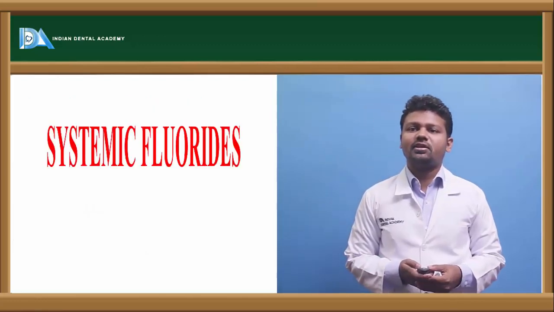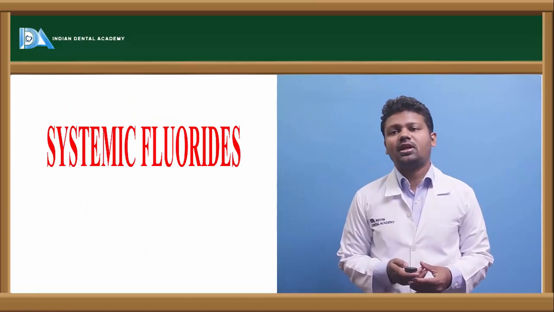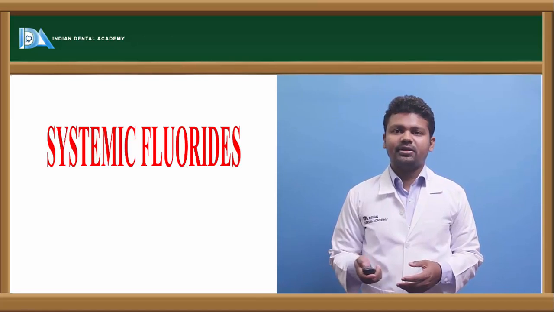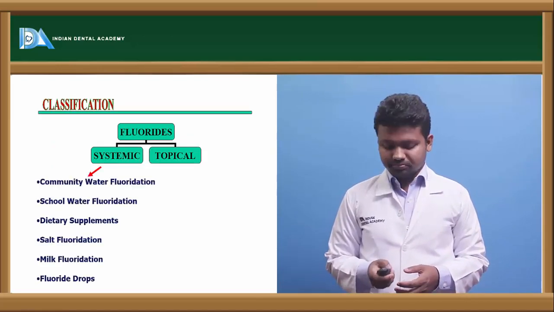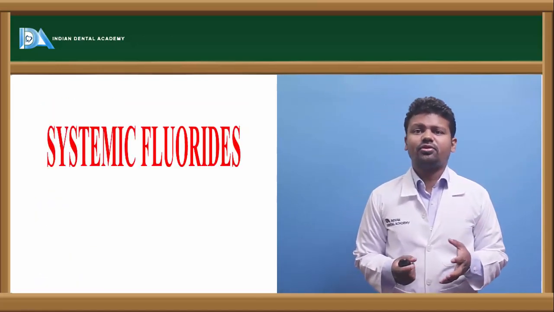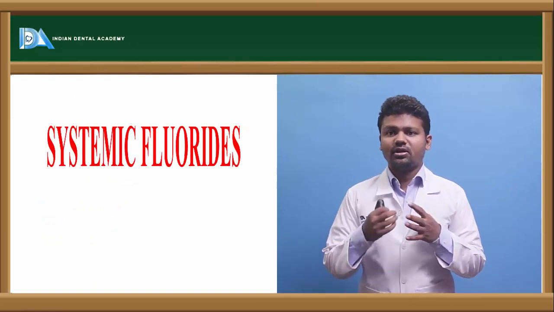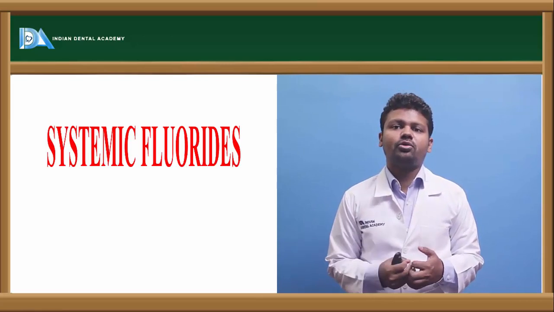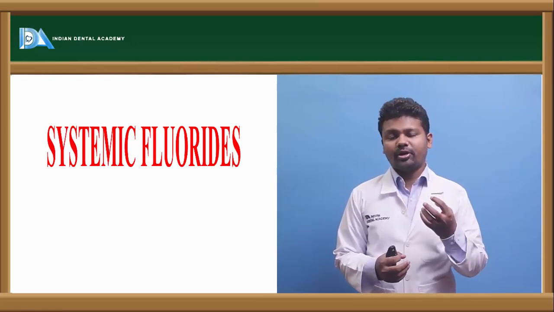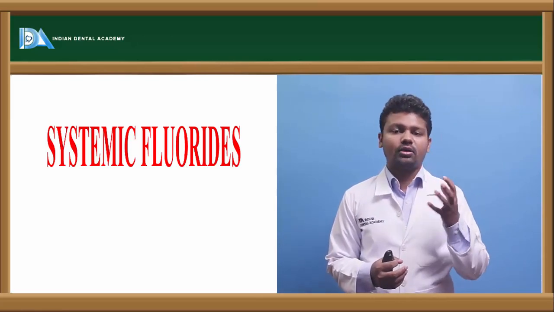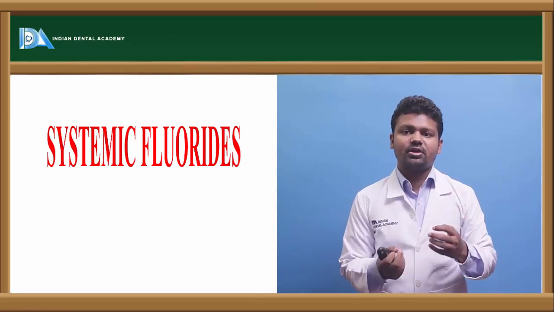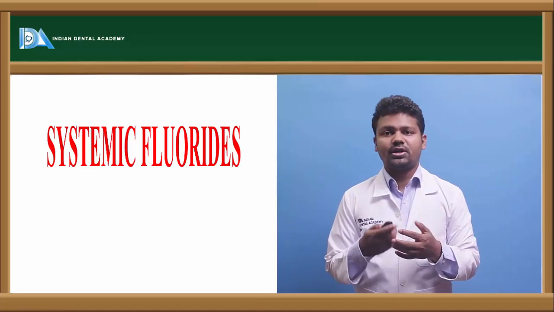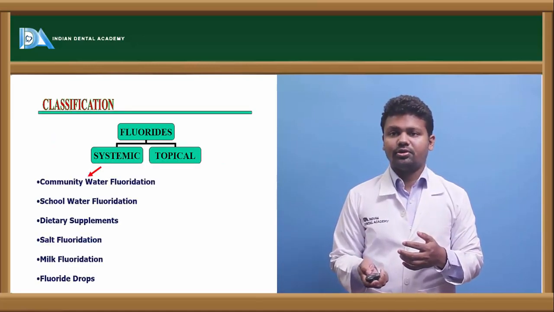Today we will be discussing systemic fluorides. In the previous class, we discussed the introduction and mechanism of fluorides. Now we will be covering systemic fluorides. Systemic fluorides are given in low concentration but act for a longer duration of time as compared to topical fluorides. Topical fluorides are given at a higher concentration but act for a shorter duration of time. Systemic fluorides are given at low concentration, but they act for a longer duration of time.